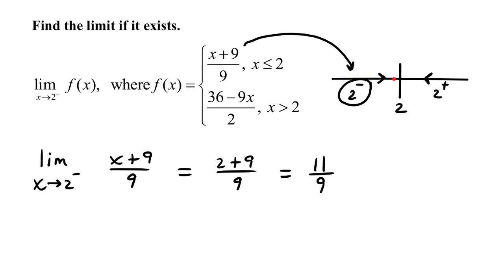As we approach 2 from the left, we can safely substitute 2 in for our x value. So below, limit as x approaches 2 from the left, x plus 9 over 9, replace x with 2, and that gives you a limit value of 11/9.